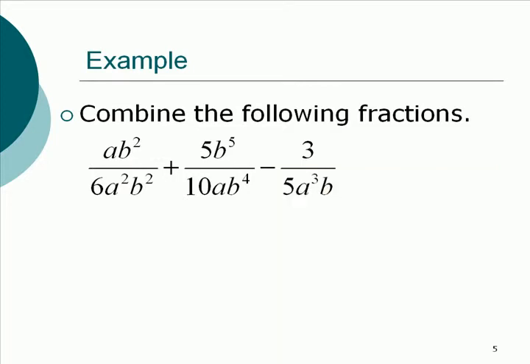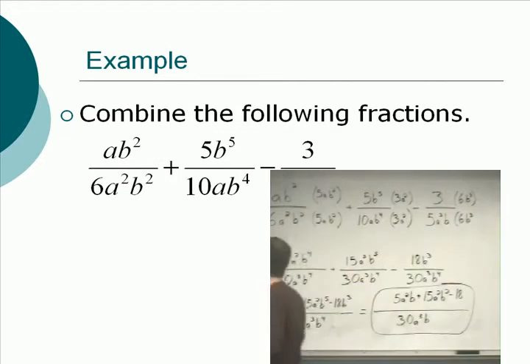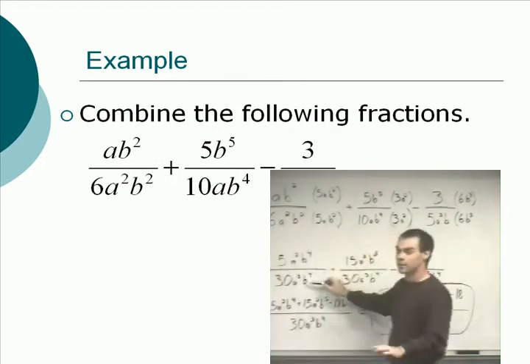Go back to that original problem. Before you even ask yourself, what's the LCD? What could you have done right in the beginning? There you could have canceled off your b squareds out of that first term. You could have even canceled a b to the third out of that second term. And there's nothing you could cancel out of the third term. And you could cancel an a out of that first term. So you can cancel before you do anything. But once you decide on your LCD, then you're locked in.